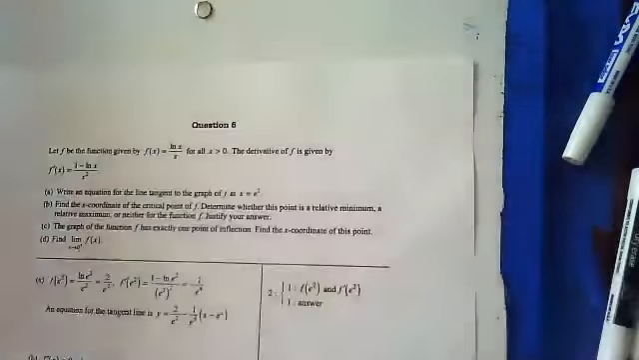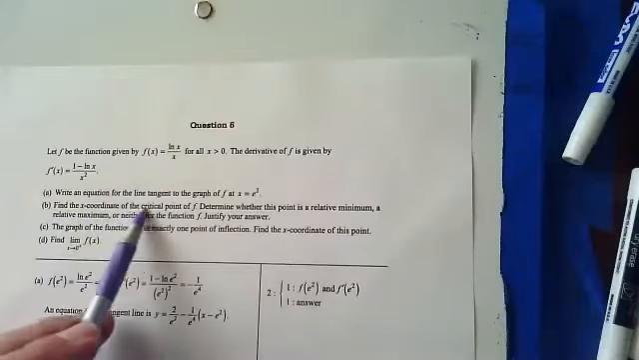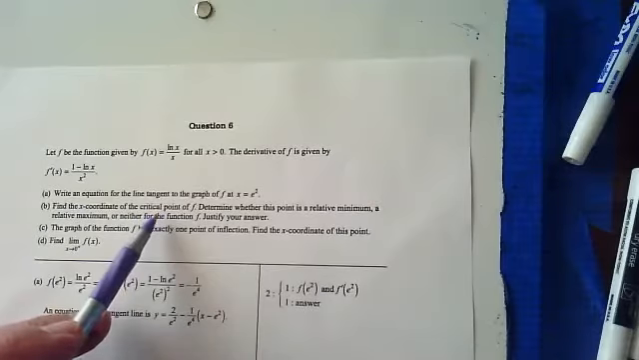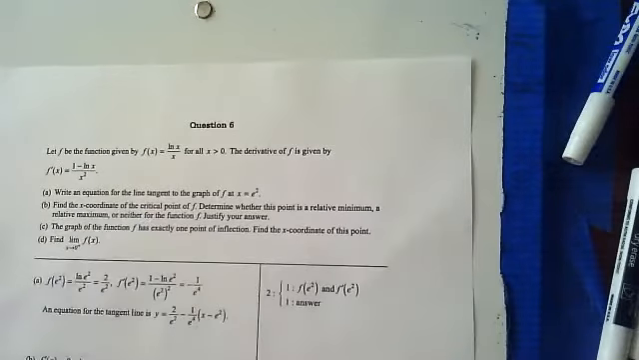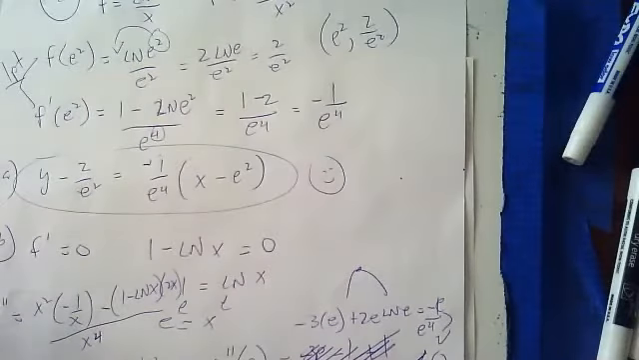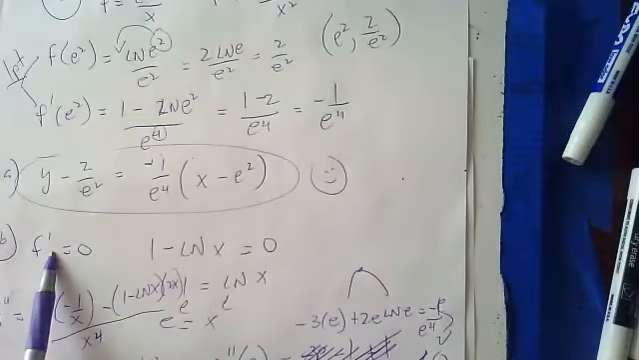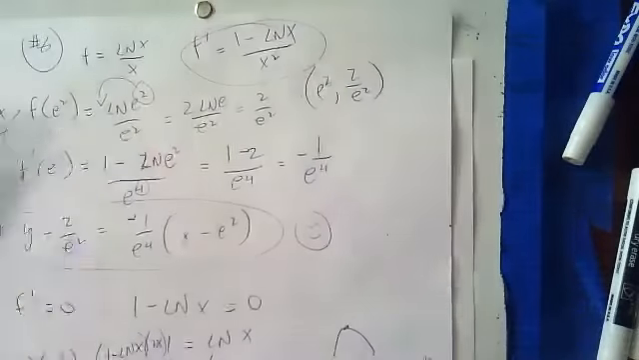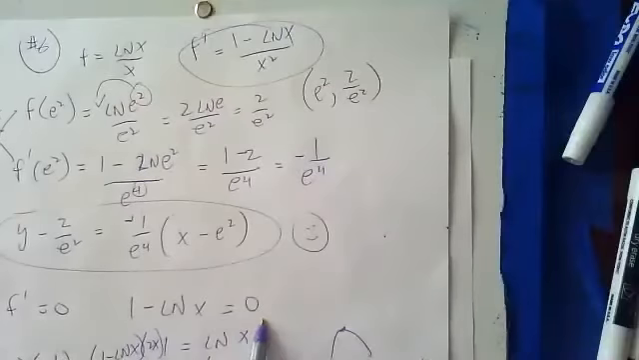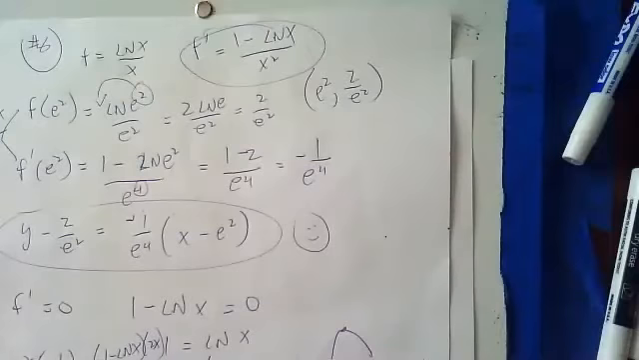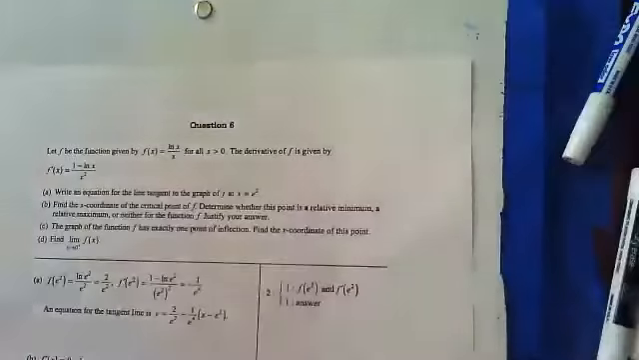Okay, part B. Find the x coordinate of the critical point. Look at that. They tell me there's only one critical point. That's kind of cool. And I know a critical point occurs when the derivative is equal to 0. So I set f prime equals 0, which they gave me f prime, which means the numerator has to be equal to 0. So 1 minus ln of x equals 0, which means 1 equals ln of x. We exponentiate and get x equals e. So e is the critical point.